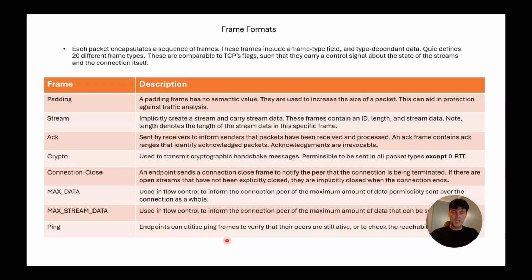For our frame formats, every packet sent encapsulates a sequence of frames. These frames include a frame type field and type dependent data. There's about 20 of them. I'm not going to go through all of them. One that we see quite often is padding, and this is sort of a protection against traffic analysis. So we're going to be taking smaller sized packets, and we're going to be filling them with just meaningless padding just to bring the size of that packet up so that it's harder to figure out what's what.